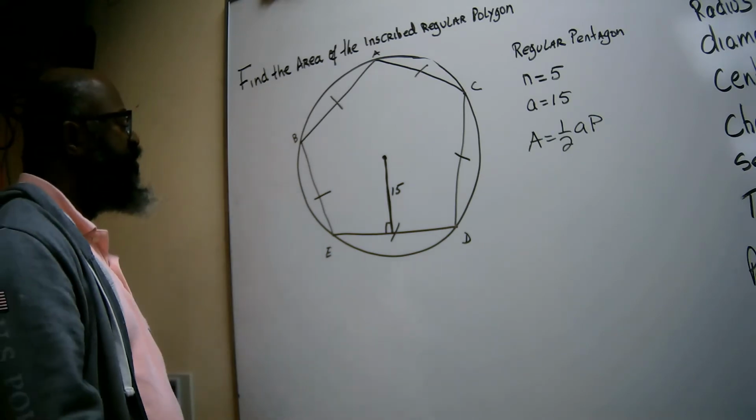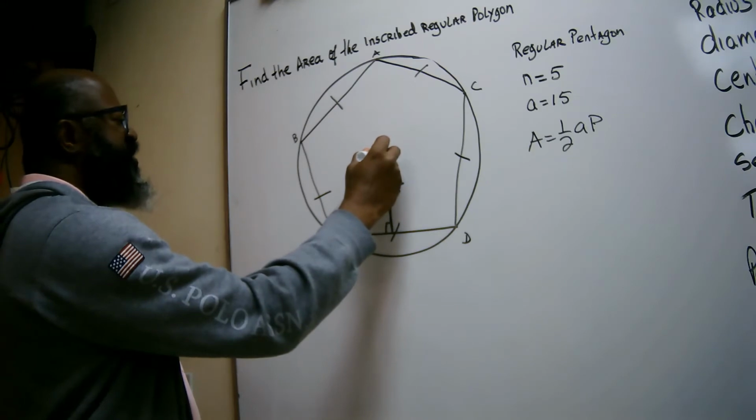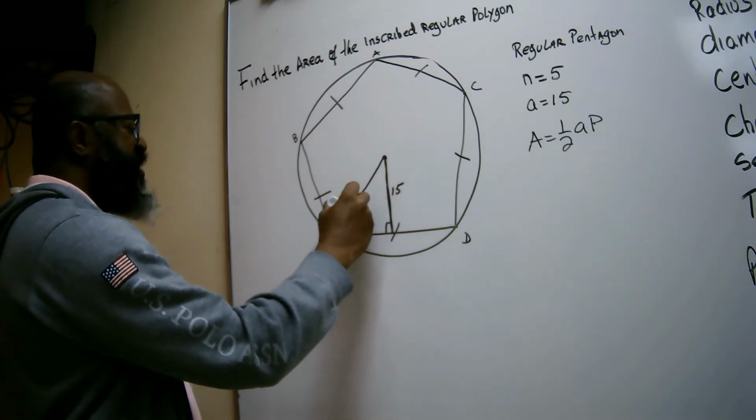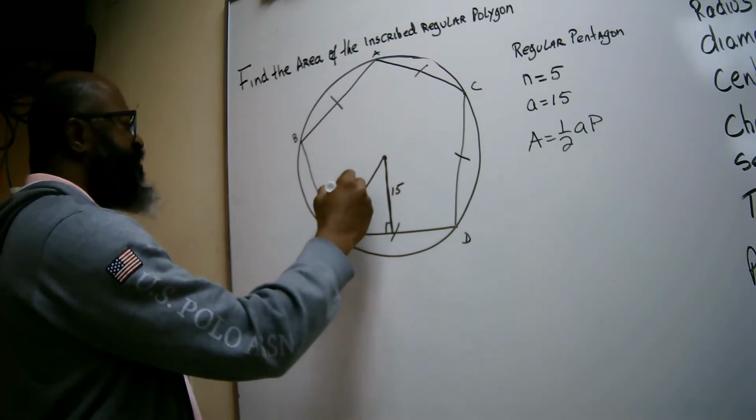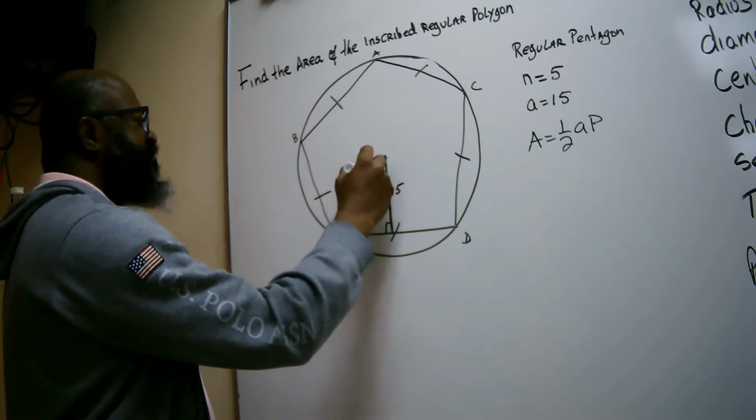So what we're going to do, let's see if we can create a triangle. We have this, we join this to that. This becomes the hypotenuse of the right triangle.